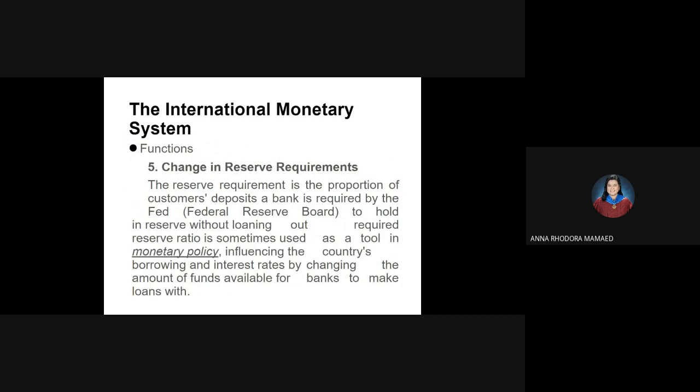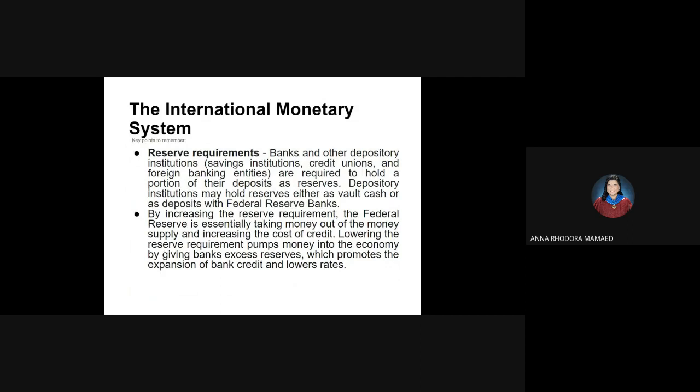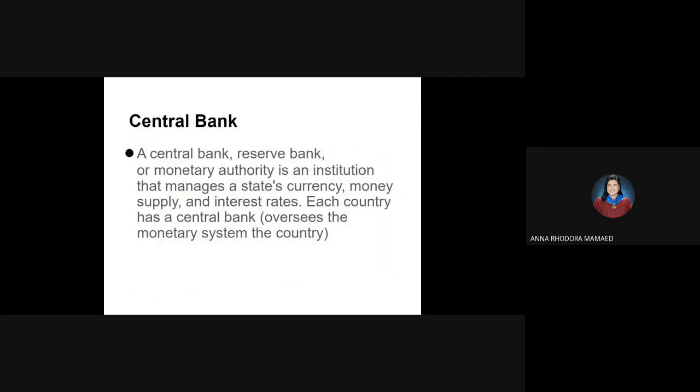The next function is the change in reserve requirements. Each country has what we call the central bank, that is for stability in the balance of payments. Now, what is a central bank? A central bank is a reserve bank or monetary authority, an institution that manages a state's currency, money supply, and interest rates. Each country has a central bank that oversees the monetary system of the country.